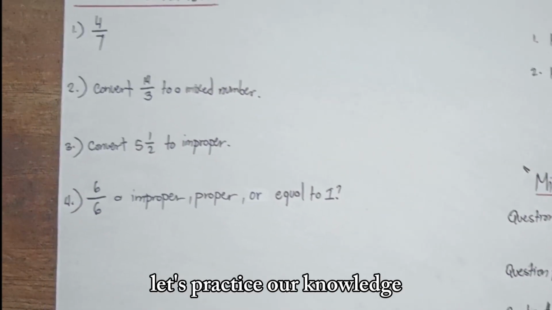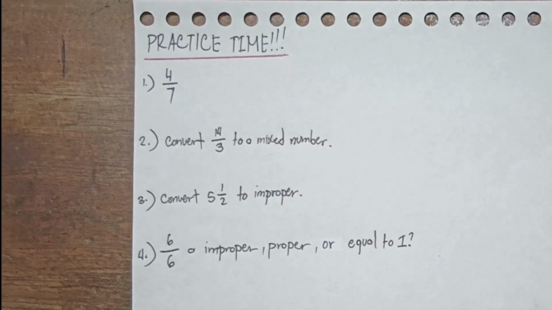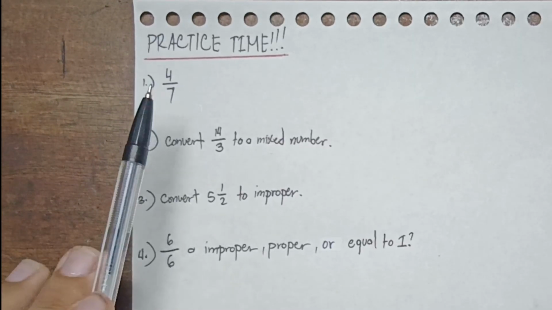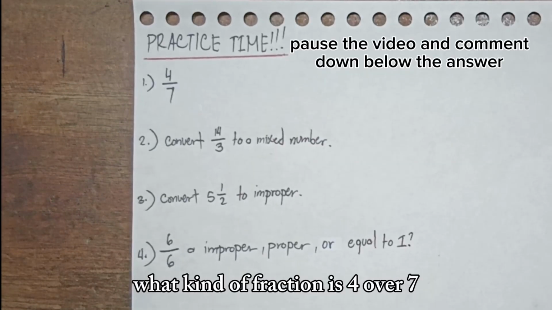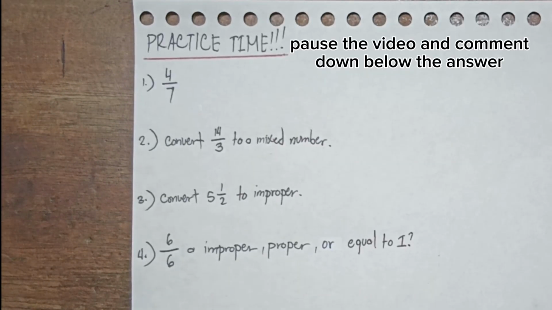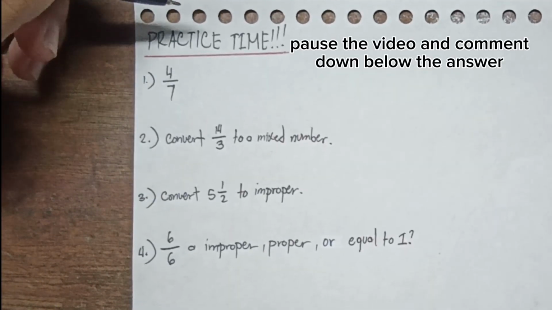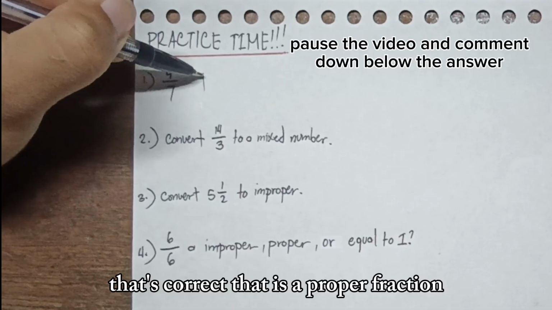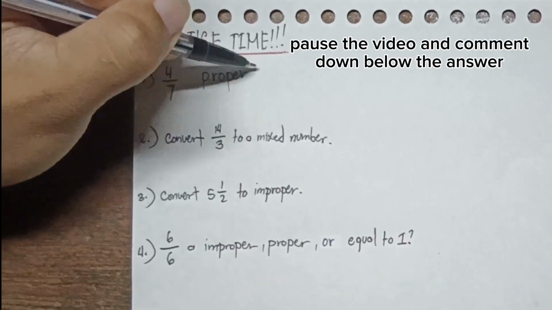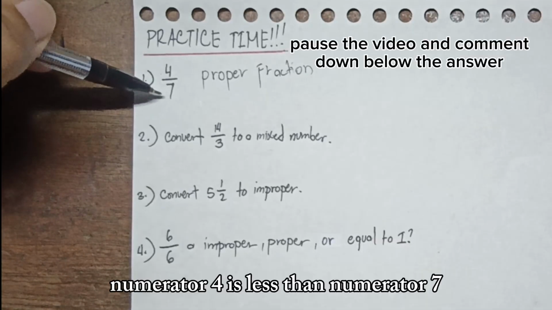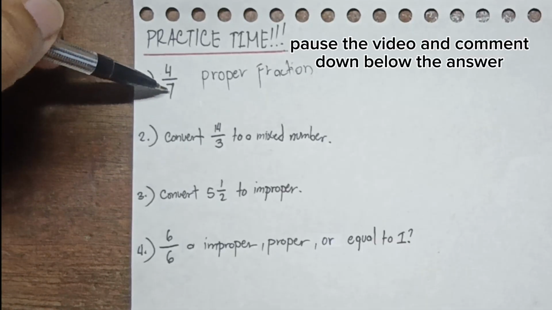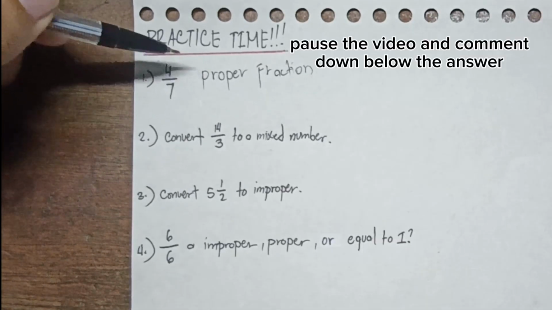Now, let's practice our knowledge. What kind of fraction is 4 over 7? That's correct. That is a proper fraction because numerator 4 is less than denominator 7, and that is a proper fraction.